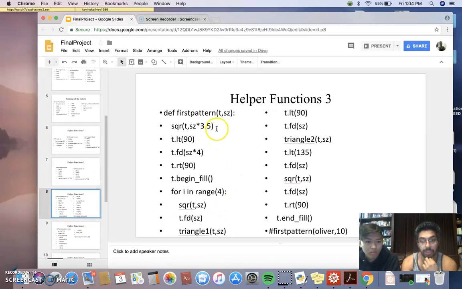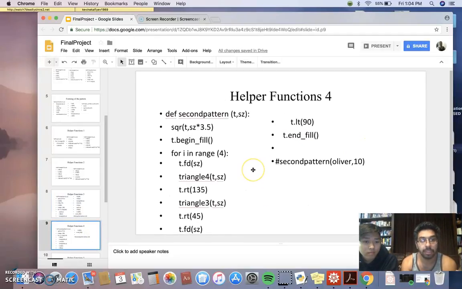Helper function 3, and this is a big one. This is the first pattern, so we're actually filling in the turtle, I should say, to where it'll be black. And then here we're making the triangle pattern, and then another triangle pattern. And here is the definition of the second pattern. So again, we're defining the second pattern, filling it in, making sure that it stays as concise and coherent as possible. And then this is where it ends the fill.